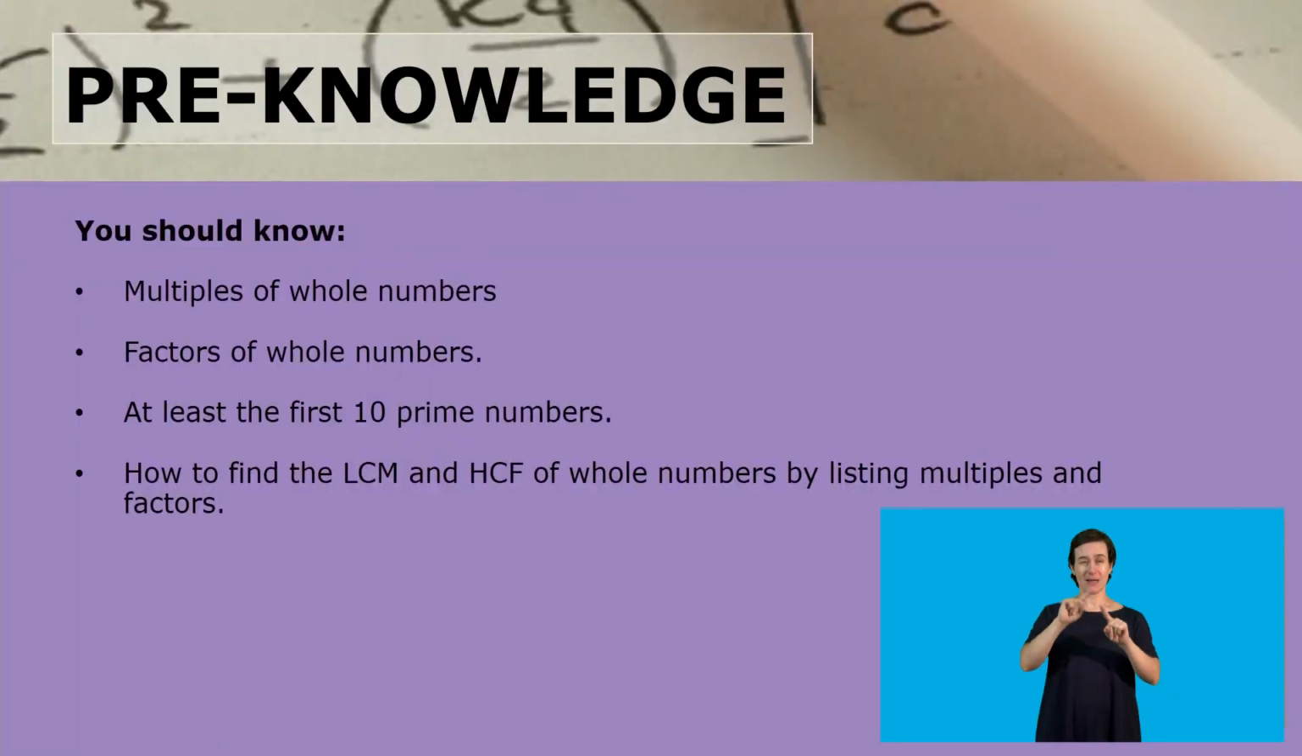So you should know multiples of whole numbers. You should know factors of whole numbers. You should know at least the first 10 prime numbers. And then you should also know how to find the LCM and HCF of whole numbers by listing the multiples and the factors.